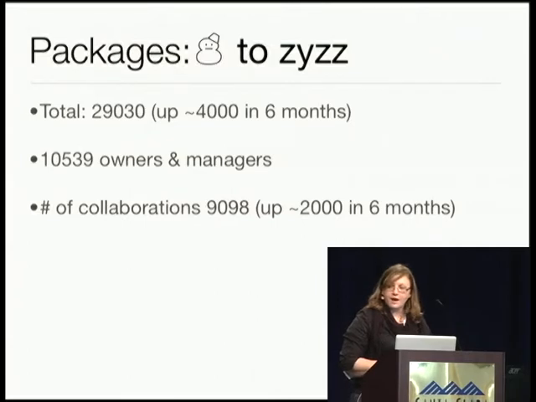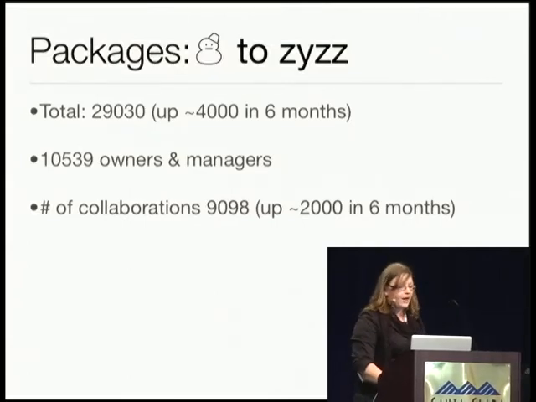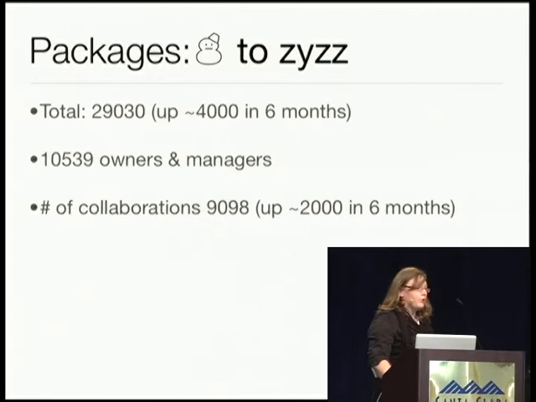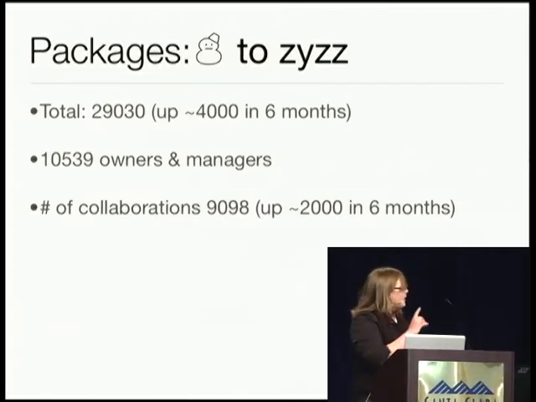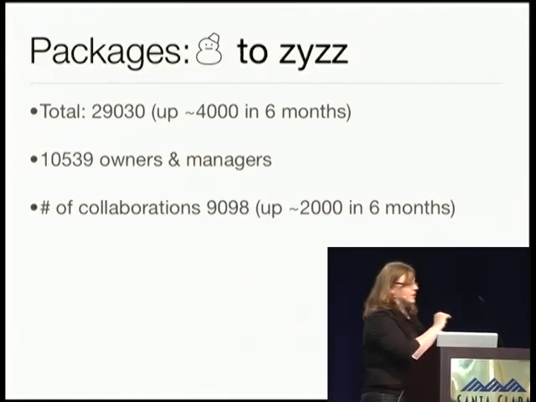There are about 10,539 owners and managers, and the number of collaborators is now 9,098 and is up approximately 2,000 in the last 6 months. And by collaborators, I mean people collaborating on multiple projects.